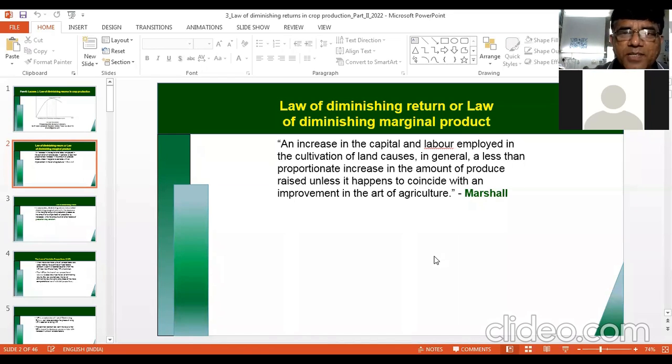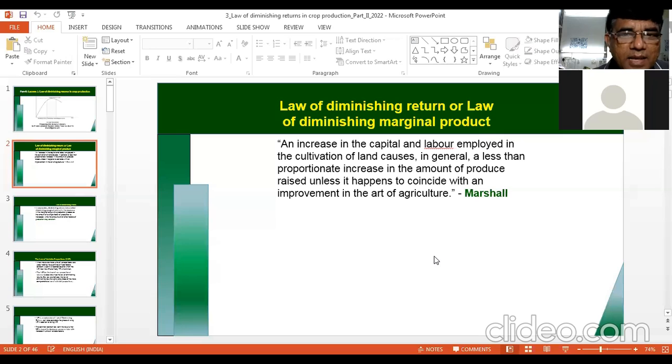So you can see the law of diminishing return. Marshall has been a famous economist, and he has given many definitions, many concepts. He's quite a popular economist, so his definitions are most widely quoted. So: increase in capital and labor. You can see capital is your almost fixed kind of resources, or consumables purchased from capital, meaning resources which are purchased with money, and labor employed in the cultivation of land. Land is your natural resource and the others are your artificial resources.